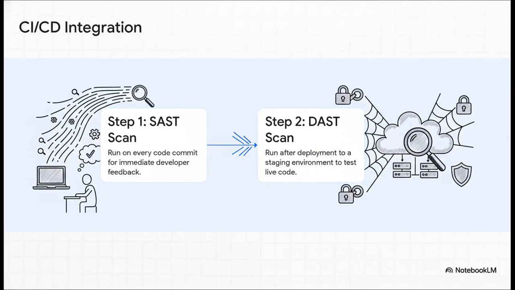And this is just a brilliant illustration of how you make it all work in practice. You put the right test at the right stage, so you run a SAST scan on every single code commit. That gives developers instant feedback. Then, once that code is deployed to a staging environment, you run a DAST scan to test it out in a live state. It just makes sense.